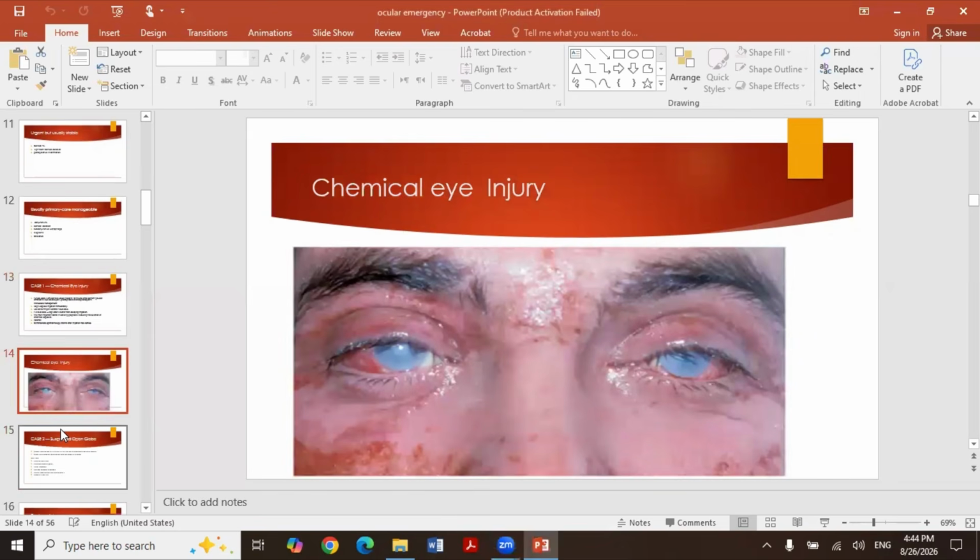Let us look at the picture. Here, this is a severe chemical eye injury. You can see the whitening and edema of the cornea. You can see the severe injection of the conjunctiva. You can even see the chemical injury at the eyelid and around the eye. When you see this case, start irrigation as soon as possible, then call ophthalmology. I started irrigation, please come to see the patient as soon as possible. This is an urgent case.